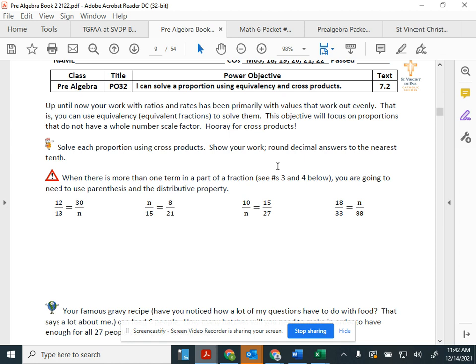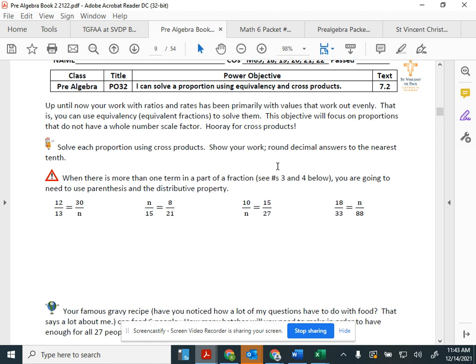Hooray for cross products. We learned about them yesterday, and we're going to work a lot with them today. Solve each proportion using cross products. Show your work. Round decimal answers to the nearest tenth. But note, when there is more than one term in a part of a fraction, see numbers 3 and 4 below, you are going to need to use parentheses and the distributive property.